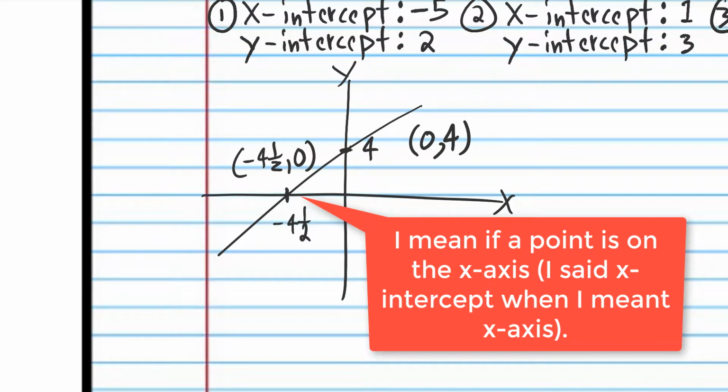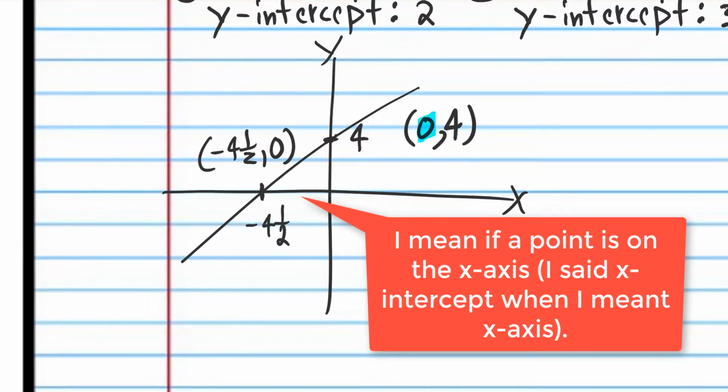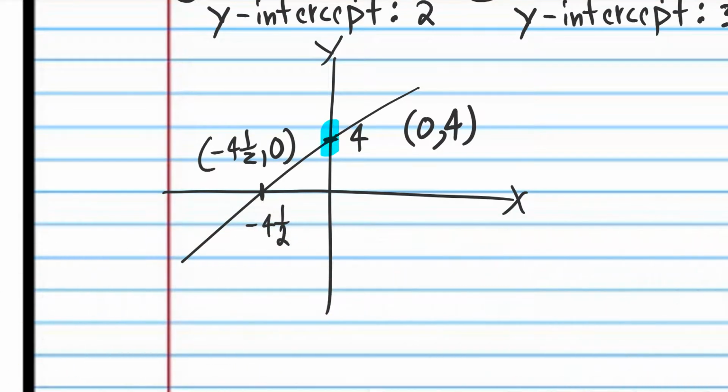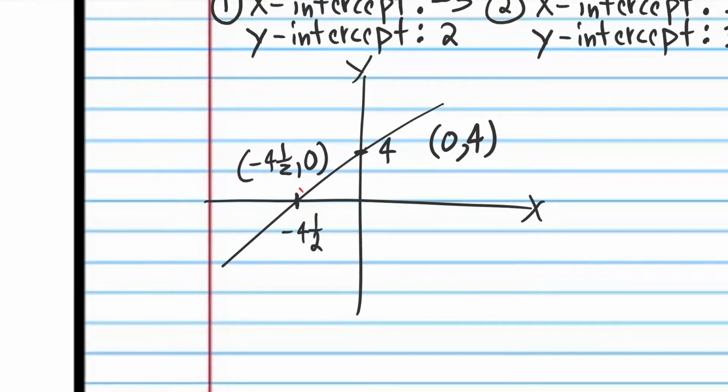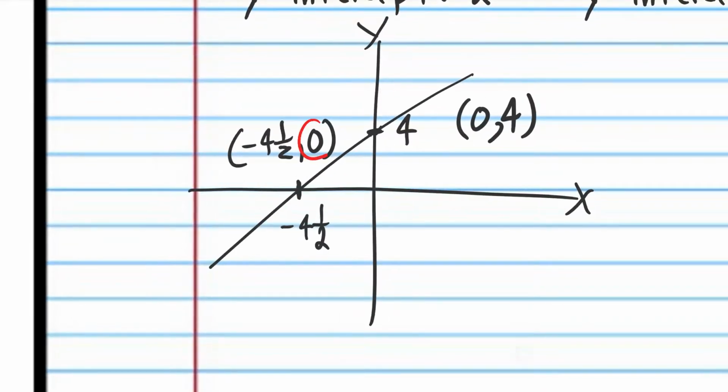Now, do you see why that is? Do you see why the x value of the y-intercept must always be 0? Because it's right on the y-axis. That means that you're not counting out to the right or to the left any units. You're just right on that y-axis, so the x value must be 0. And if you're on the x-axis, then the y value must be 0 because you're not counting up or down any units.